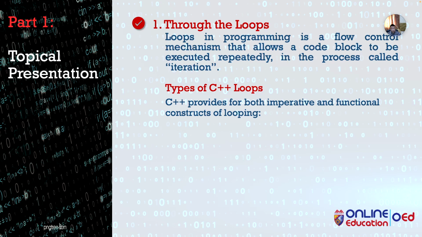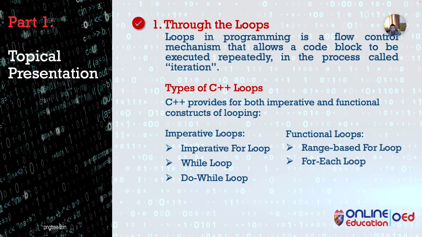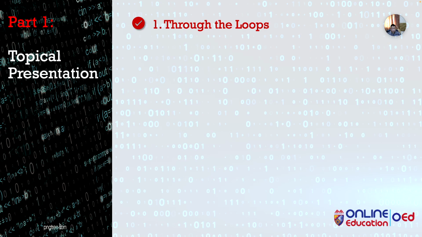Imperative loops in C++ are imperative for loop, while loop, and do while loop. While the functional loops are range-based for loop and for each loop. These are called functional because it tries to adhere to the functional principle of no side effects. I will explain it when we get there. Now we begin with imperative for loop.